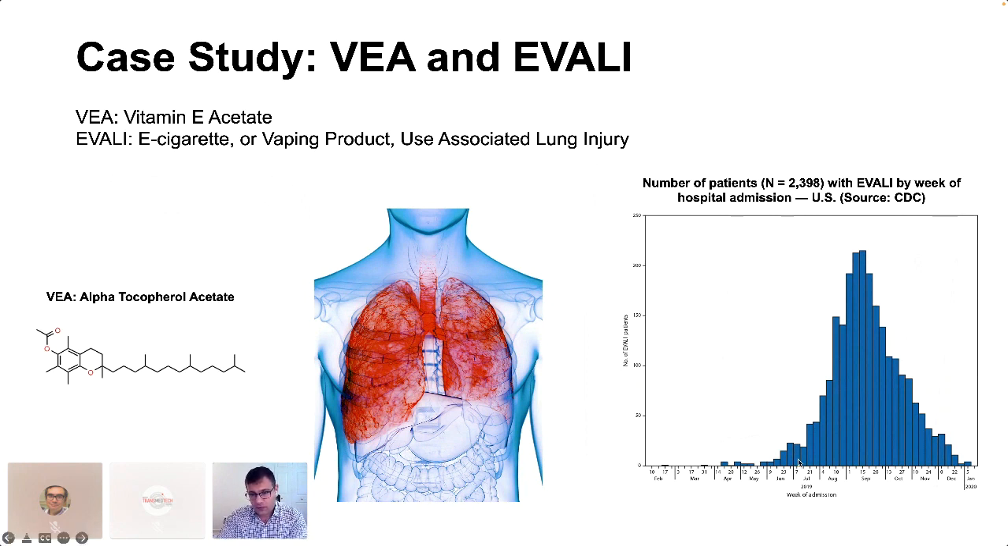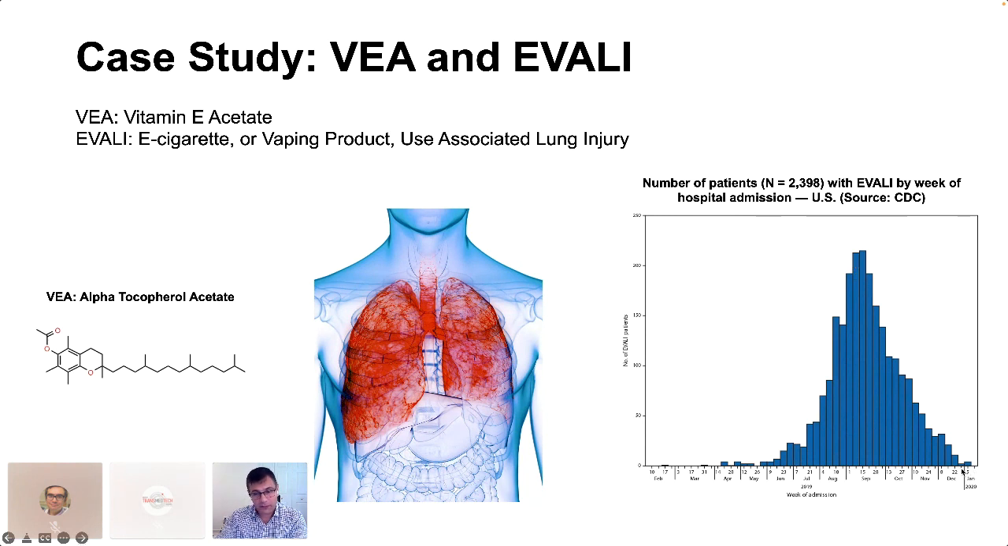This is just showing you some statistics about this disease, EVALI, in the United States, based on the data, showing how quickly the cases escalated in 2019 from August up to December.